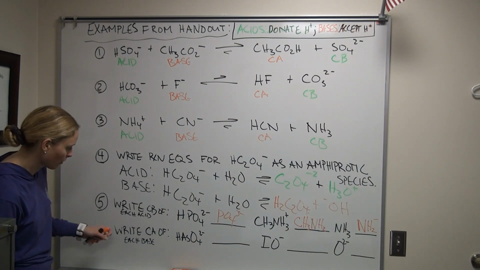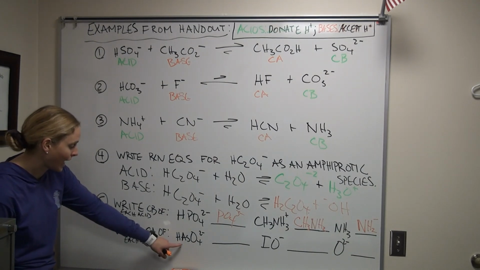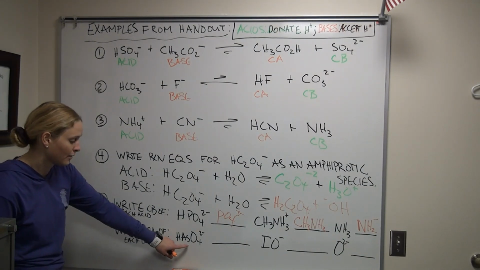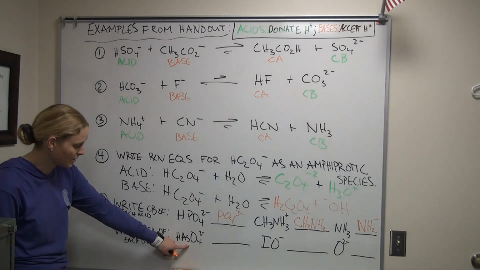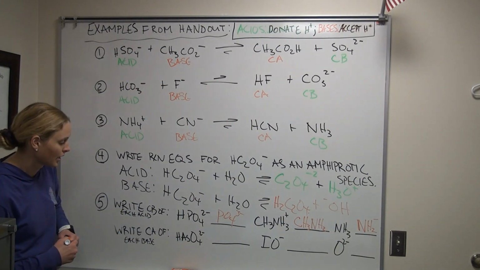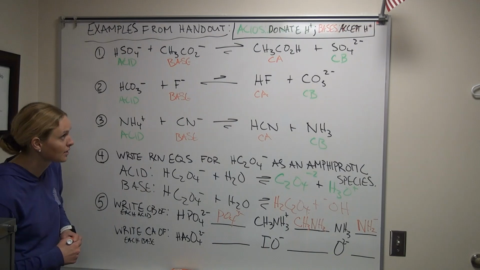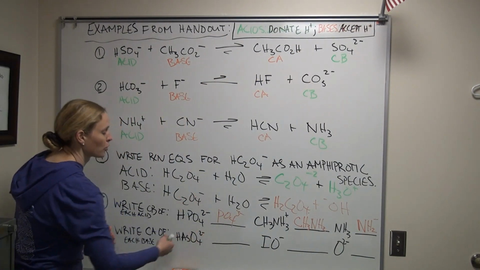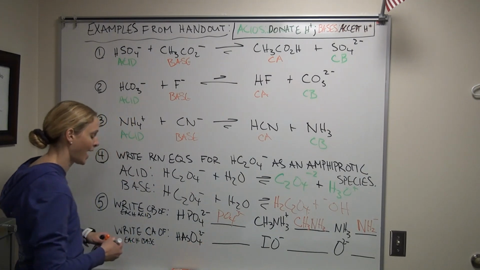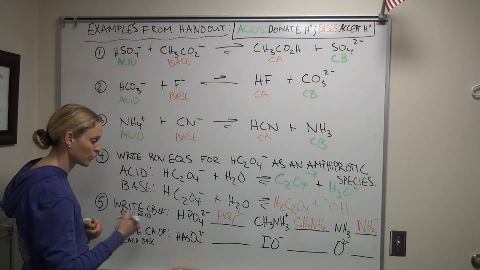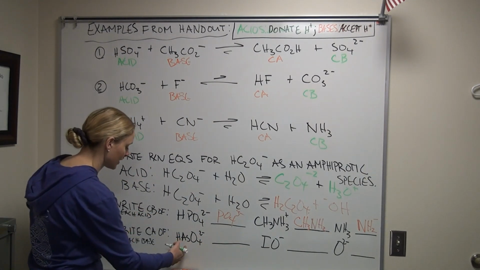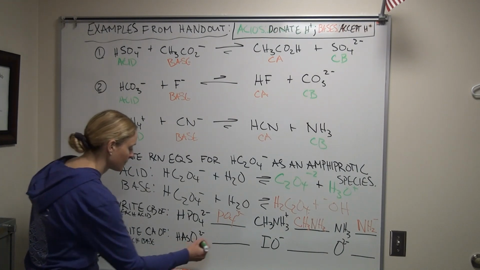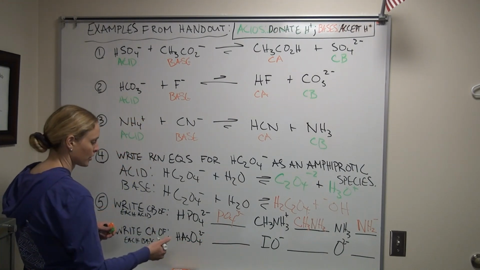All right, and then here we're going to practice writing the conjugate acid of each of these, acting as a base. So the first one, HAsO4 2 minus. Bases accept, so we're going to be accepting a proton. On the product side of that reaction, we're going to have another proton added to this species if it's acting as a base. So the conjugate acid is getting that proton.